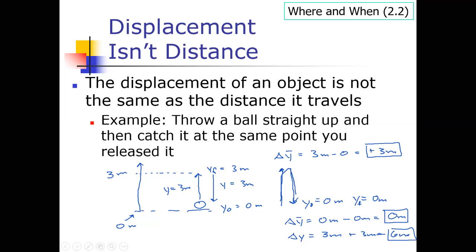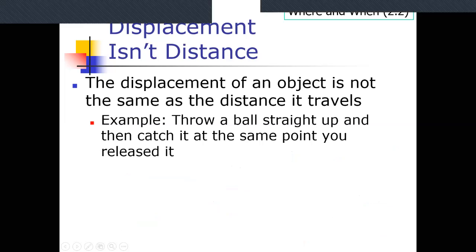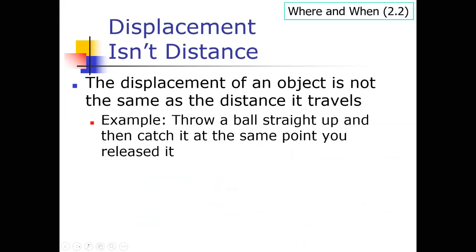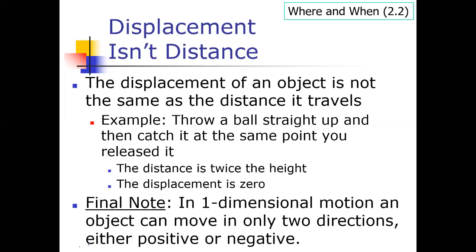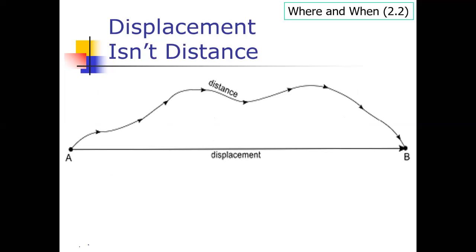And so that's going to be the key difference between displacement and total distance traveled. So the distance is twice the height, and make sure you keep that in mind, but the displacement is going to be 0. In one-dimensional motion, you're going to have positive or negative values, so make sure you keep that in mind as you move forward. Hopefully you recognize then that the distance and the displacement are going to be different.